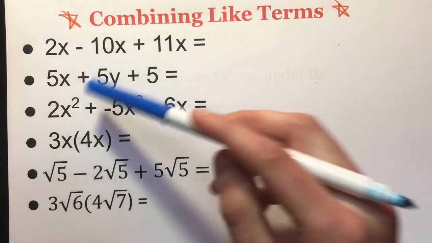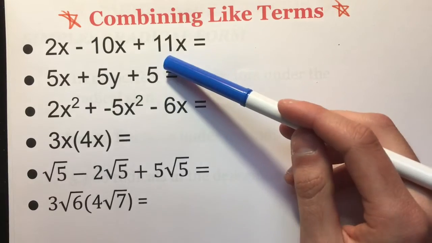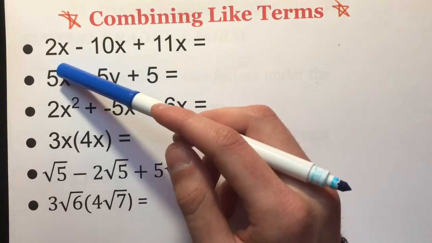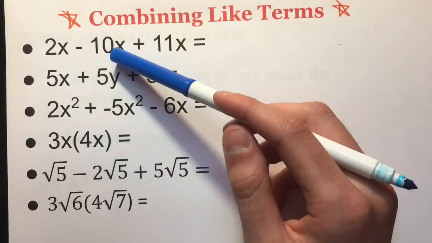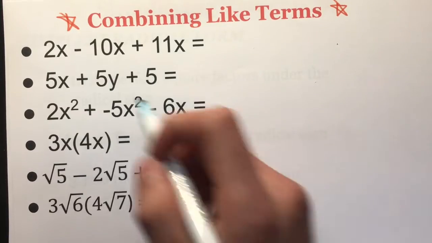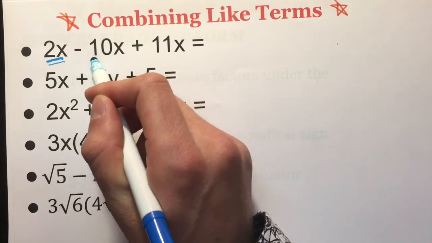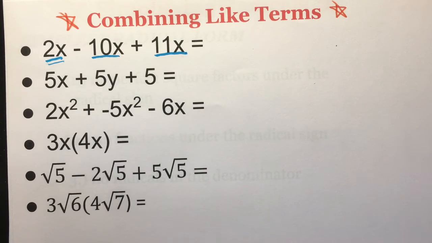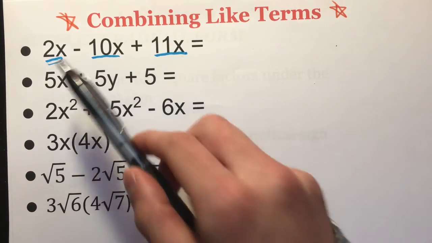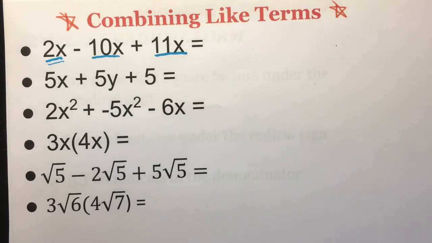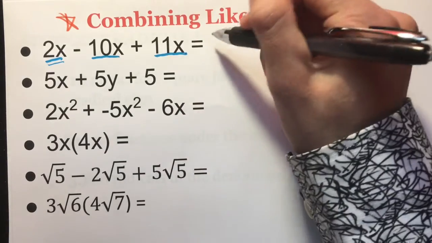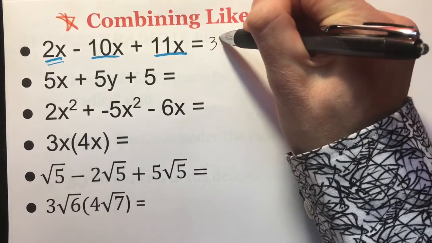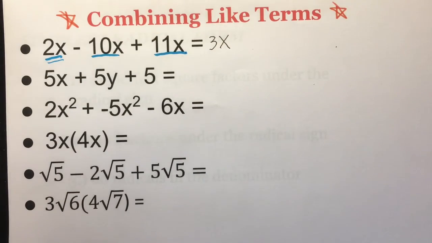So the way I like to think of this, 2x, 10x, and 11x, those are all like terms because they all share the variable x, and that's x to the first power. So 2x, 10x, and 11x, those are all like terms. So 2 minus 10, that's negative 8. Negative 8 plus 11 is 3. And then we just carry the x.